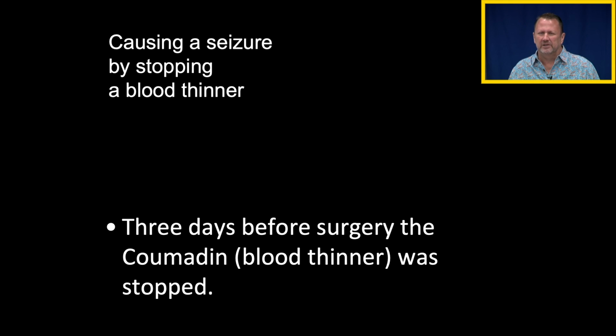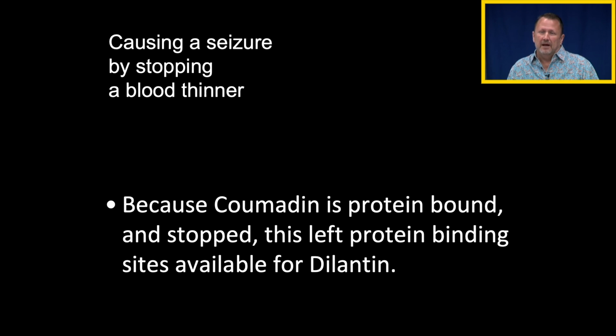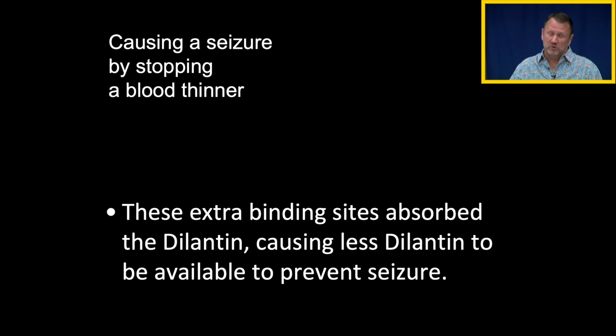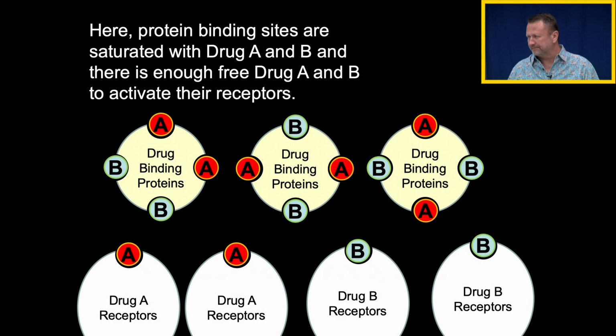And there's some things that we can do to decrease the effect of the Coumadin over time, and we'll talk about that when we talk about blood thinners. All right, so 3 days before the surgery, the blood thinner is stopped. That makes sense. We don't want them to bleed during surgery. And the Coumadin was stopped, and it was protein bound, but because it was stopped, this left protein binding sites available for Dilantin. And those extra binding sites absorb the Dilantin out of solution, out of the plasma, causing less Dilantin to be available to the receptors to prevent seizure.